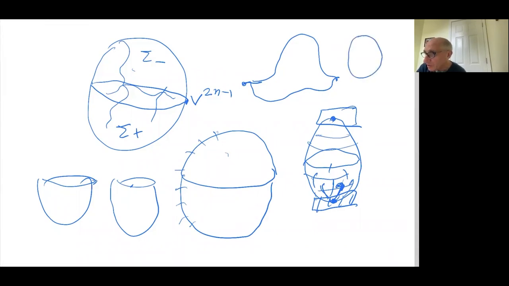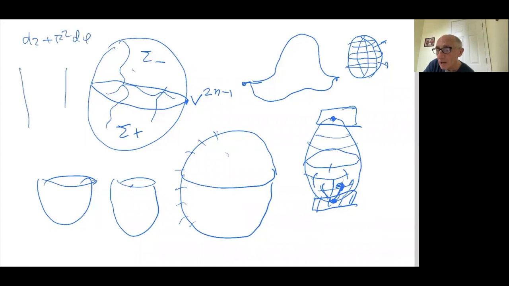So, a prototypical example: you take a round sphere in R3 and the characteristic foliation looks like this. Of course, it admits this height function as our Lyapunov function, and a standard transverse contact vector field. But for instance, if you take a torus with, say, contact structure dz plus r squared d phi, and take some torus of radius r, then this torus is kind of opposite to convex.